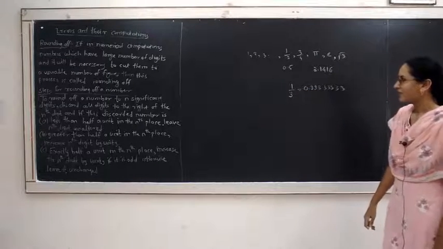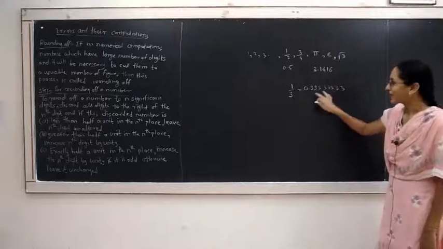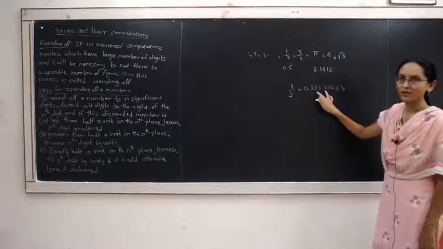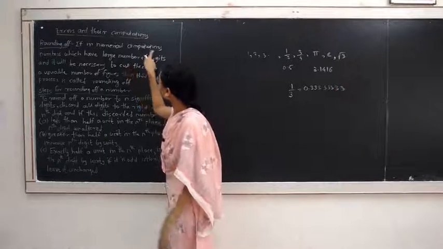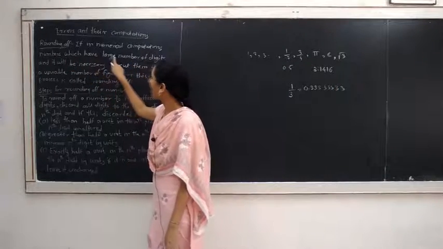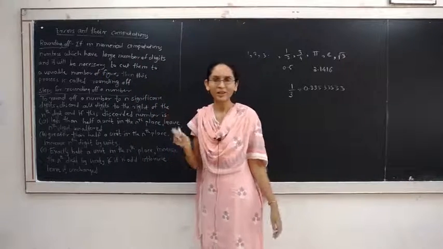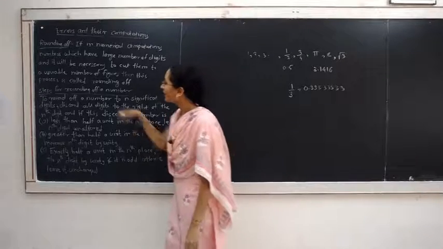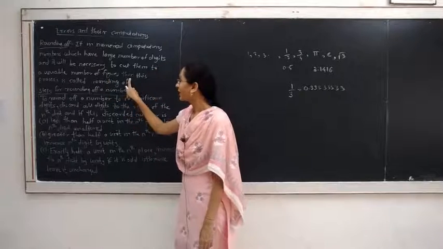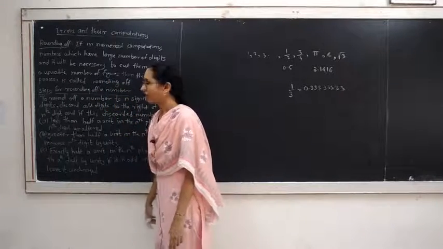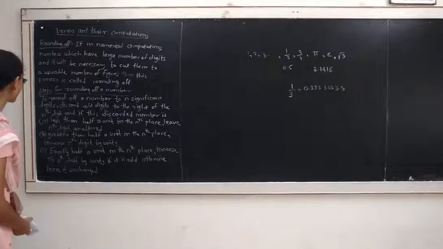Hence, sometimes it will be necessary to round off this number up to a certain number of significant figures or significant digits. If in numerical computations the numbers consist of a large number of digits, it will be necessary to cut them to a usable number of figures. This process is called rounding off, and to round off any number, there are some rules.